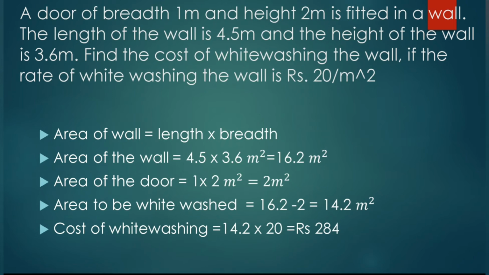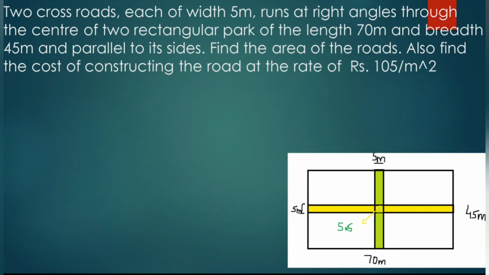Okay. Now next question. Here it is given, two crossroads, each of width 5 meter, run at right angle through the center of the rectangular park of length 70 meter and breadth 45 meters, and parallel to its side. Find the area. So you can see that we have two crossroads. I have made these two crossroads, one with the light green color and one with the yellow color.